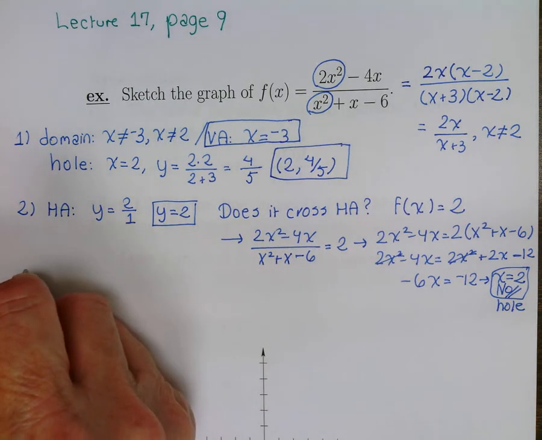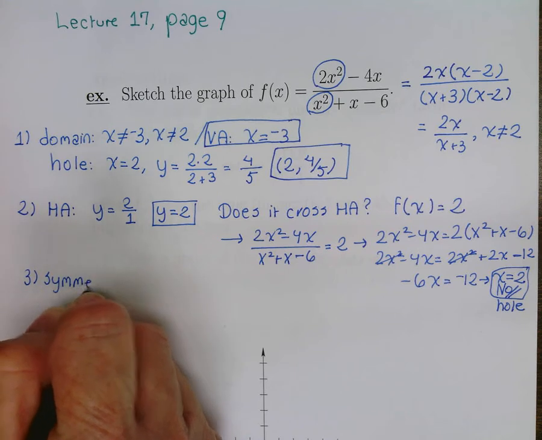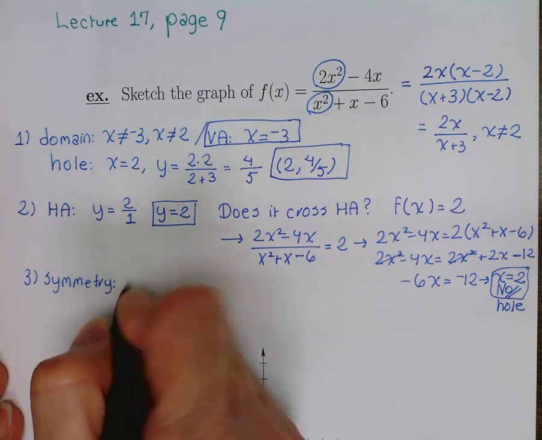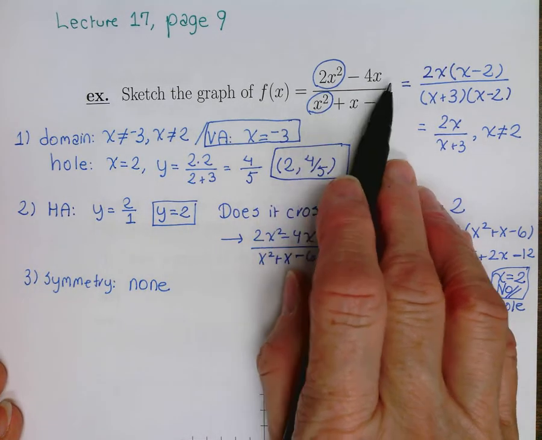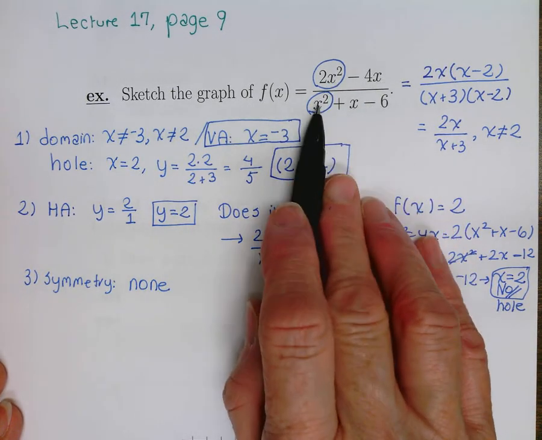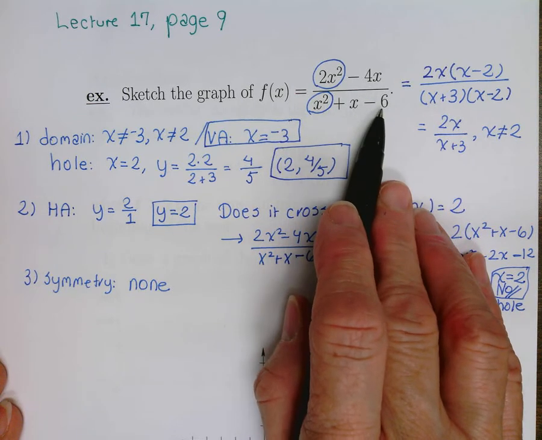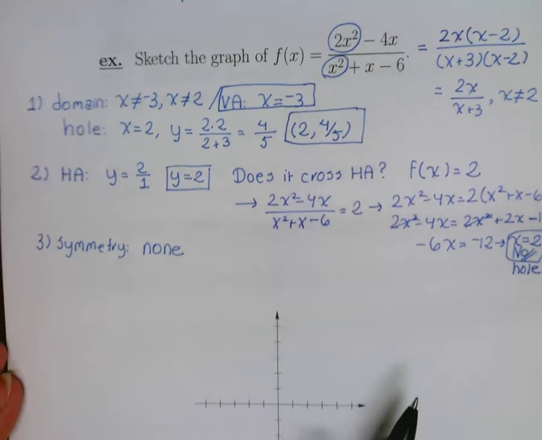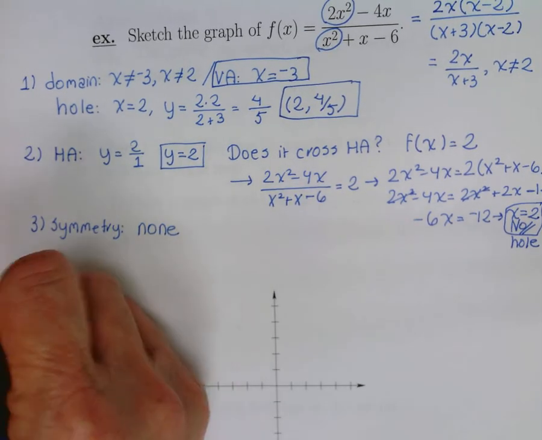Okay, how about symmetry? Again, I'll let you test that there is none, because if you plug in minus x, this is fine for the even powers, but the odd powers are going to mess up with the 6. So you can check that out. There won't be any.